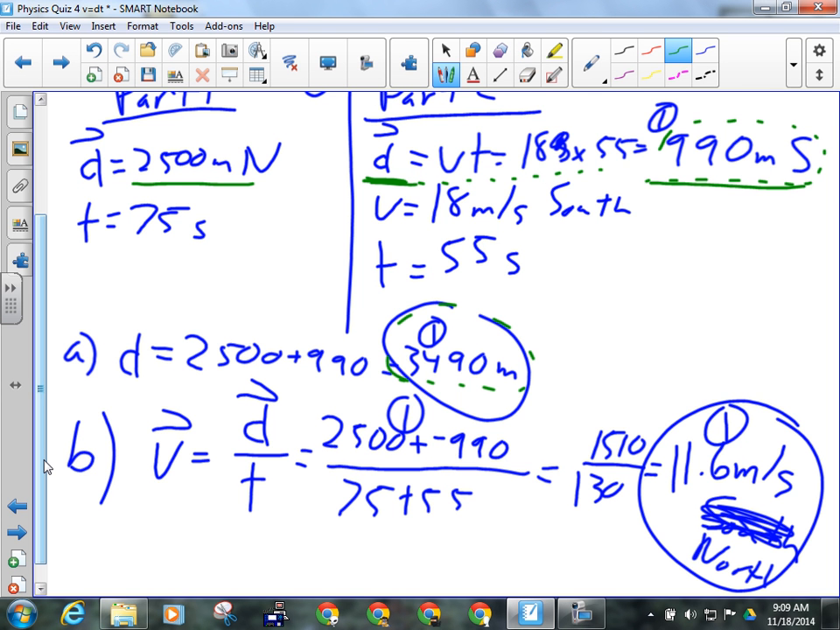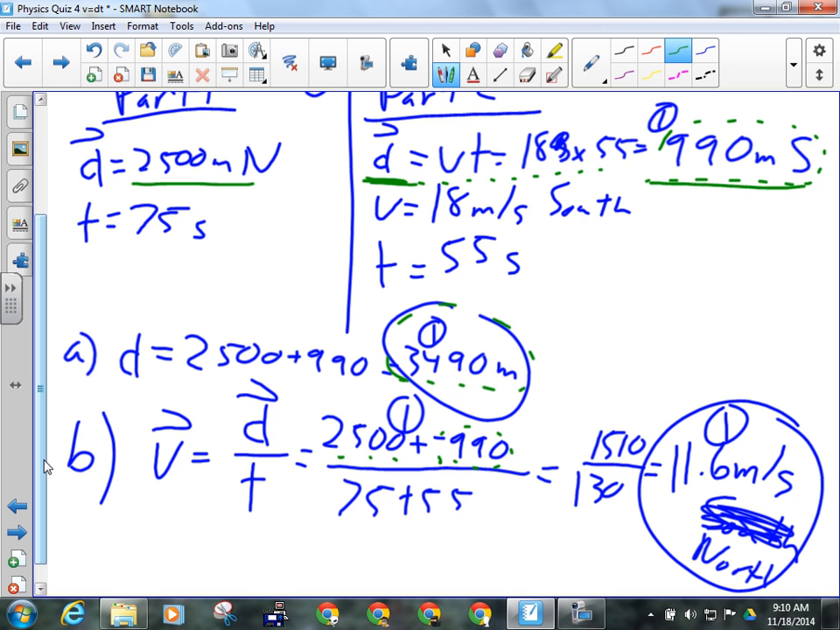For part B, their first mark is for calculating total displacement over total time. So that means 2,500 meters north plus negative or minus, however they did it is mathematically the same, 990 meters. They have to indicate that this was in a different direction than this one. So they get a mark if they have some kind of setup like this. Maybe they did those separately.